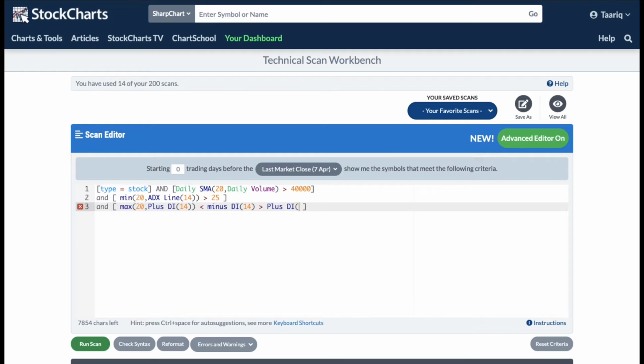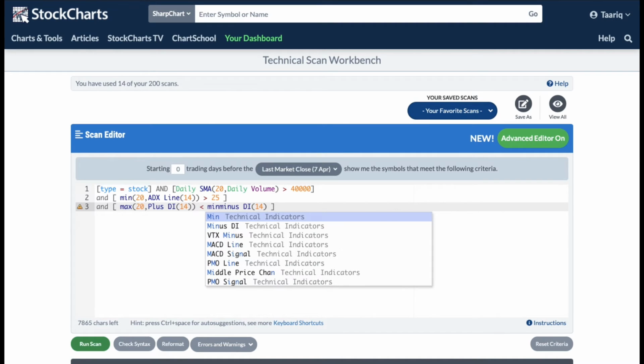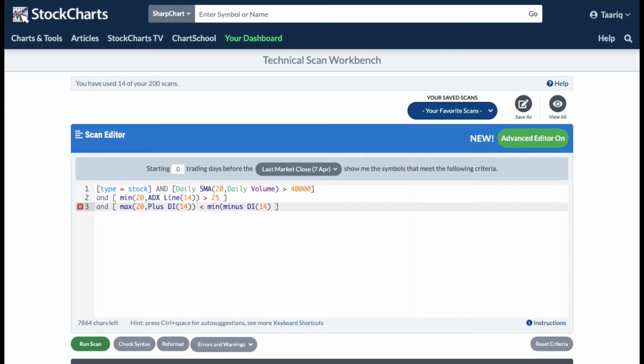I don't see it. Sometimes it will do it for you, but in this case, we want to look at the min. That's why: min and minus, the first three letters are the same.